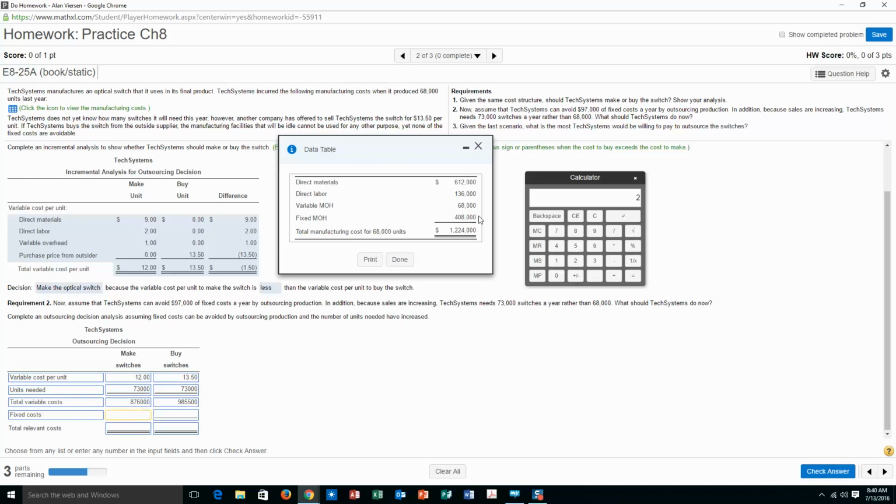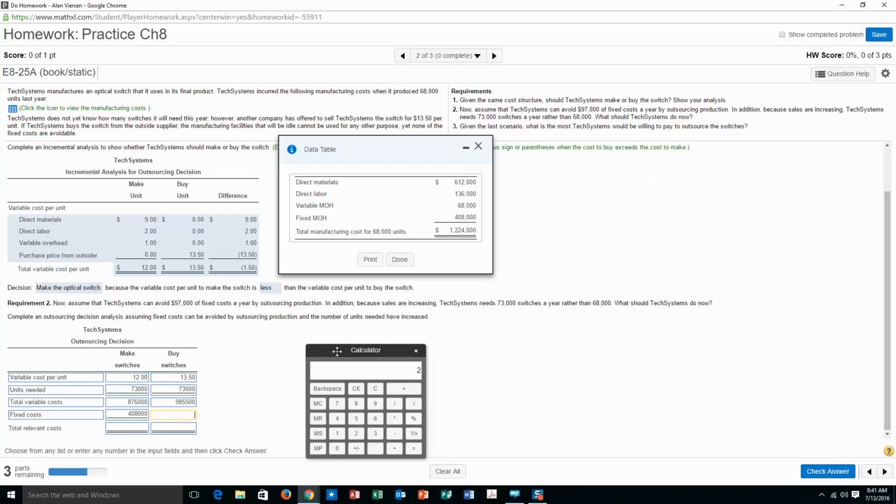If we make them, you can see our fixed costs are $408,000. If we instead of making it, if we buy them, it will be $408,000. And this is really the only little tricky part to this, minus the $97,000 we don't have to pay or we will be able to avoid. And so this amount then is $311,000. Our total relevant costs now are $1,284,000 if we make the switch.